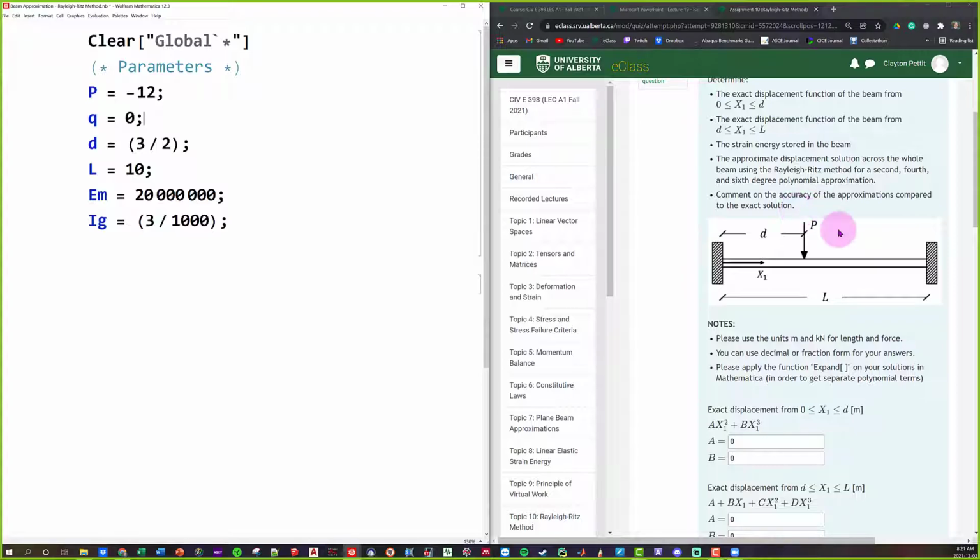The reason why is because this point load P right here creates a discontinuity in our shear force diagram. And basically, if we have a discontinuity, we actually have to have separate functions defining both the left-hand side as well as the right-hand side. So we need a differential equation for this side right here from 0 to d, and we need a differential equation for the other side from d all the way to L.